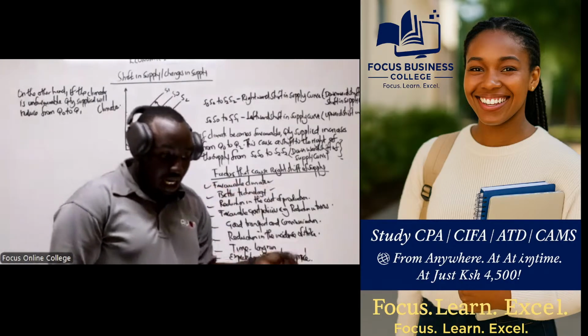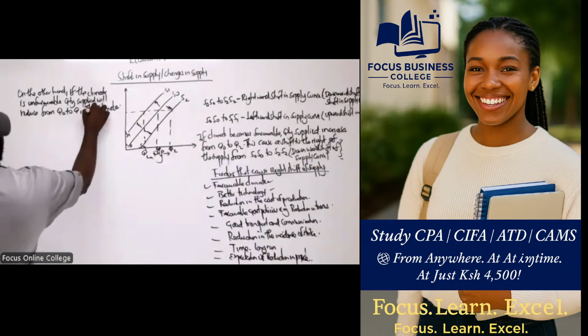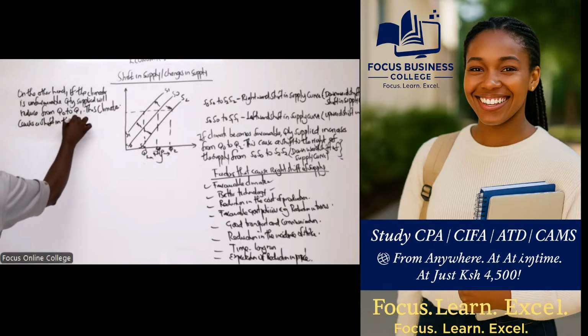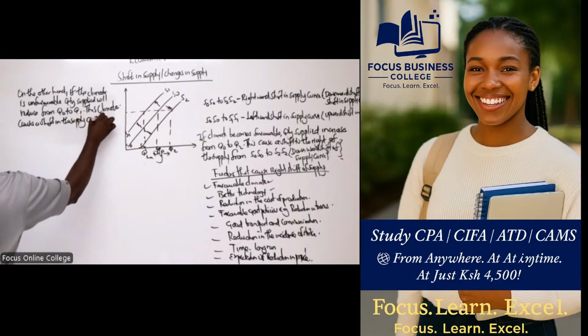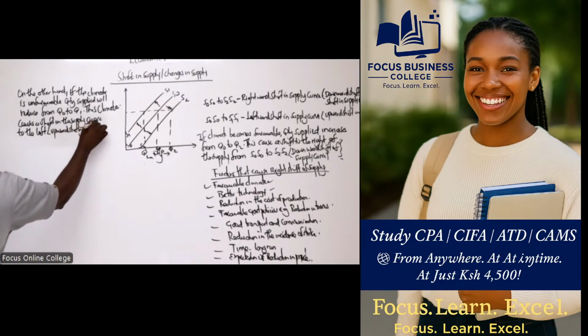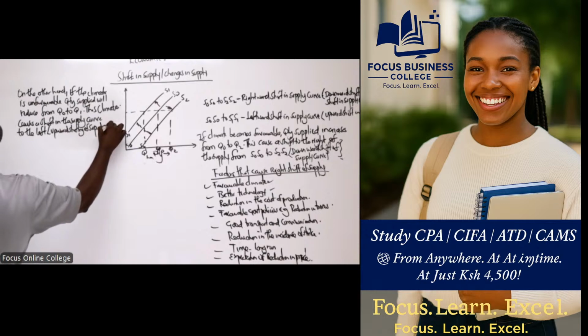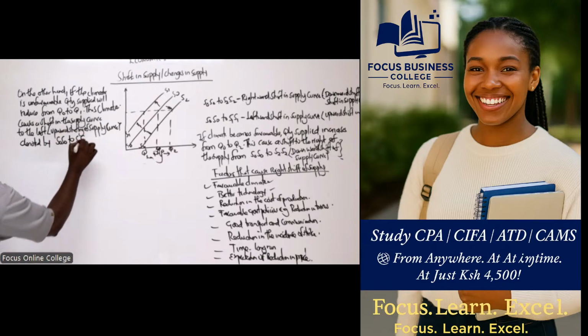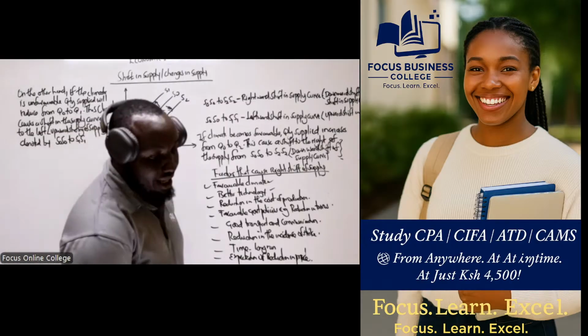From Q0 to Q1, this causes a shift in the supply curve, a shift of the supply curve to the left, and we call it upward shifting of the supply curve. The other name is upward shifting of the supply curve, and we know that it is denoted by S0 to S1.